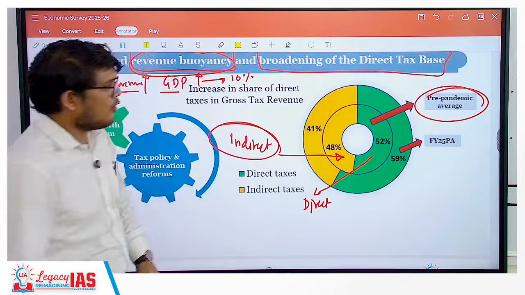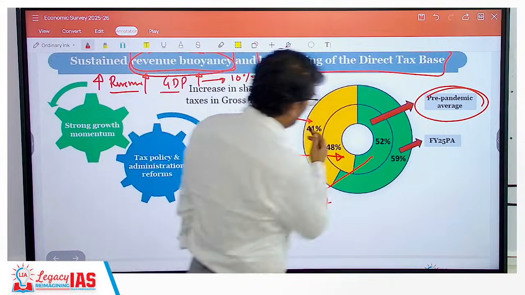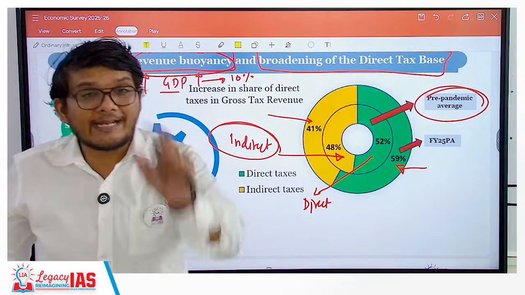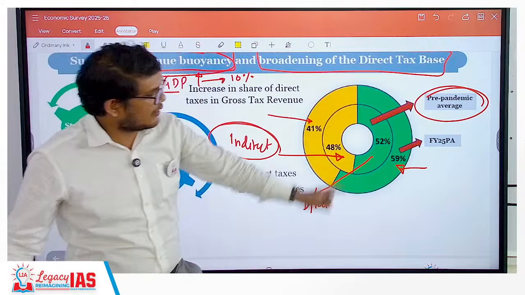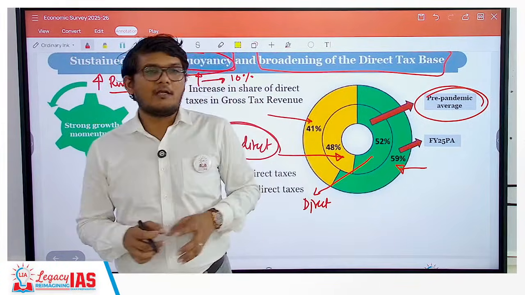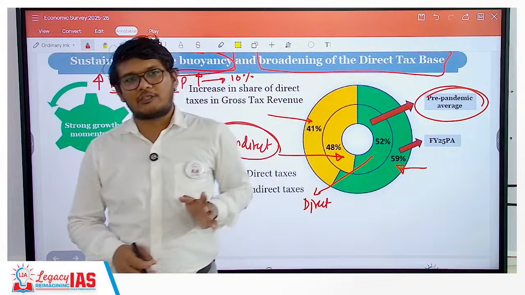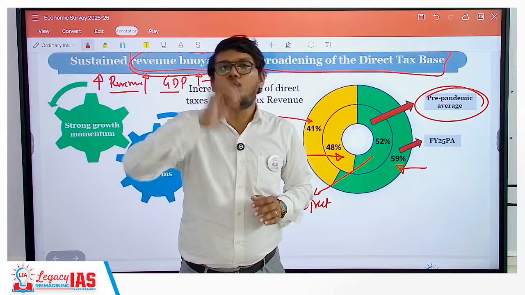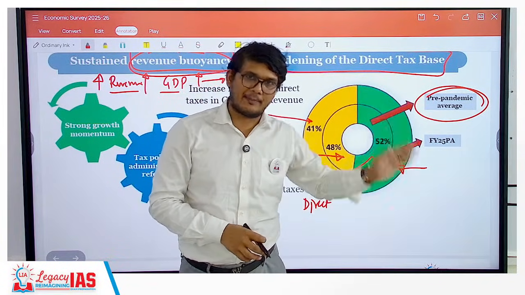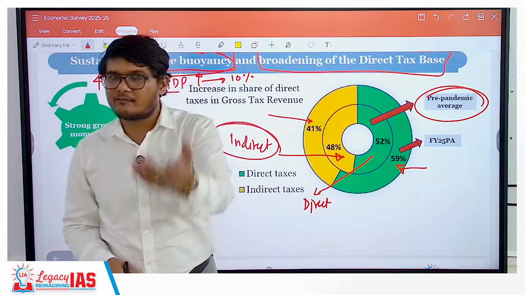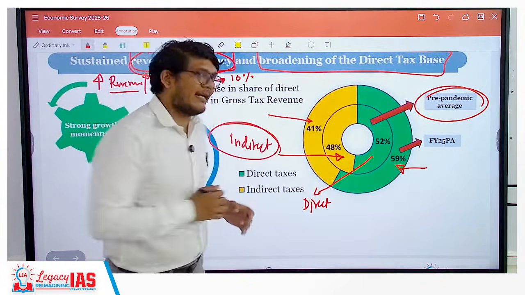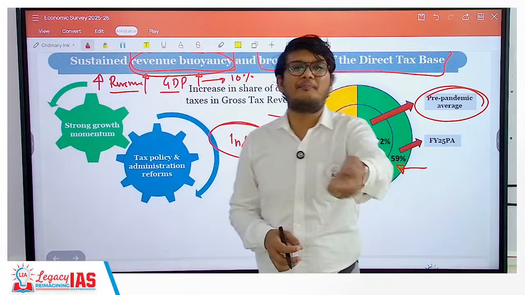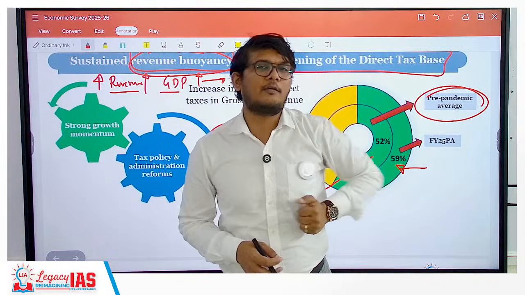But what has happened now? Now the indirect taxes are just 41% and the direct taxes have increased to 59%. Now that is a good thing. Why is it a good thing? Because direct taxes are progressive in nature, whereas indirect taxes are regressive in nature. What does progressive mean? Progressive taxes put a heavier burden on the people who earn more, and less burden on people earning less, which is correct. Whereas indirect taxes are regressive in nature, meaning they put a heavier burden on the people earning less and a lesser burden on the people earning more.